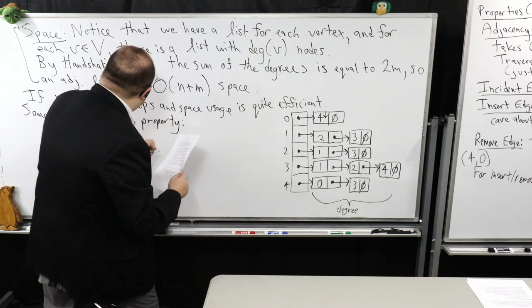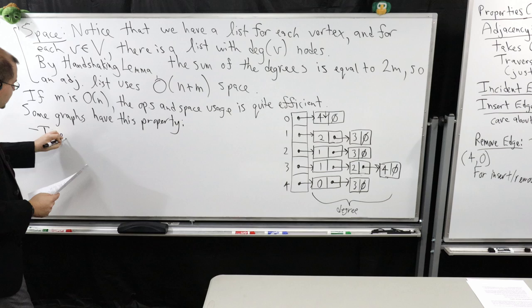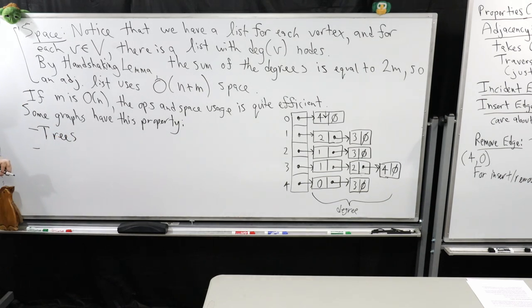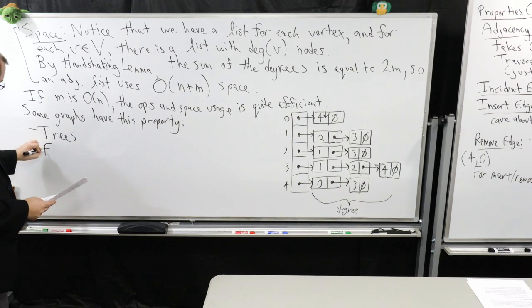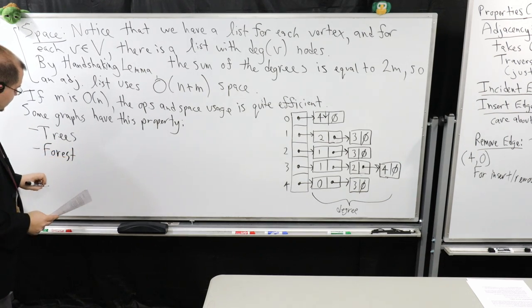So some graphs have this property. For example, trees do. Anytime you encounter a tree, this might be an effective data structure to use to represent your graph. Trees, forests. Remember we talked about forests last day.